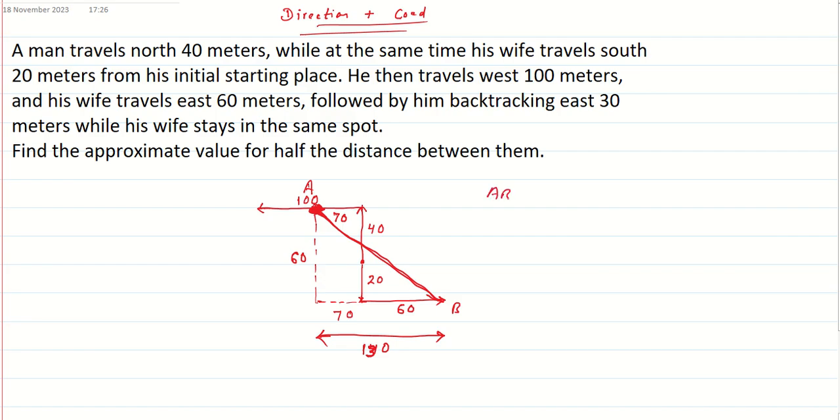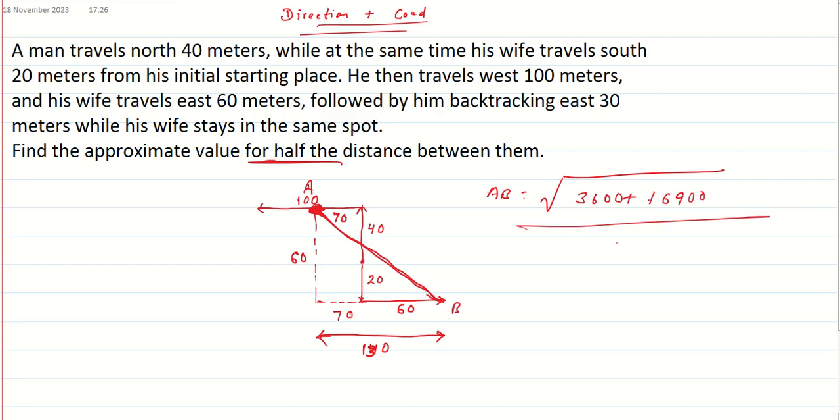So I can find out the distance AB. What should AB be? Under root, 130 squared, which is 169 hundred, plus 60 squared, which is 3600. Correct, no? So we can get an approximate answer, right? What is it given? Half. Just divide by 2.